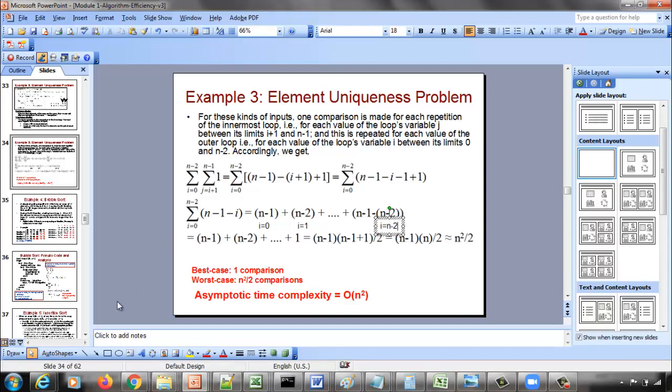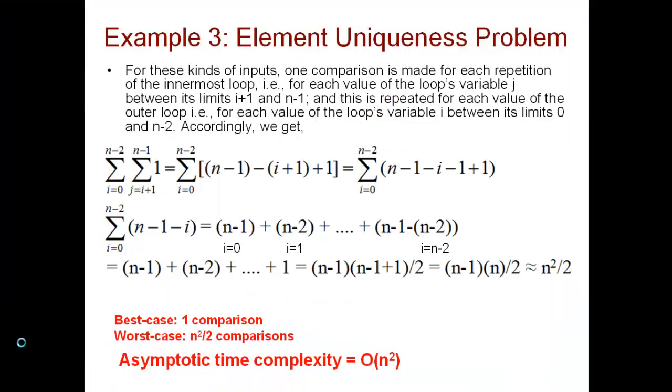It's going to be n minus 1 minus n minus 2. Once we have written it like this, simplify. So it's n minus 1 plus n minus 2 plus, the last term is n minus 1 minus n plus 2. That's going to be n minus 1 minus n, so the n and n will cancel, minus 1 plus 2. So it's simply going to be 1.